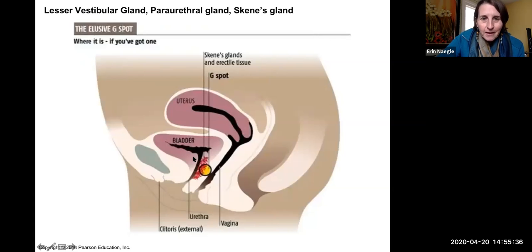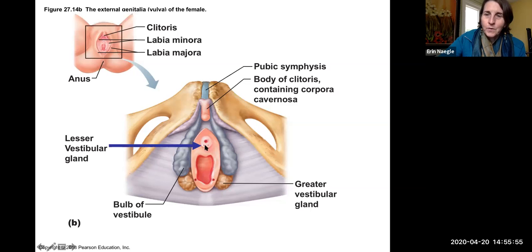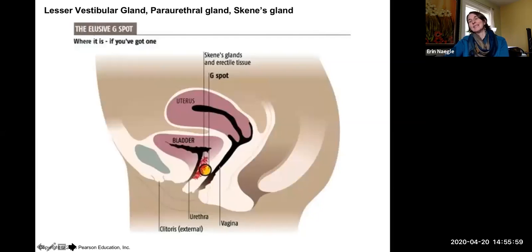Here we have the urinary bladder. Here we have the vagina. Somewhere in here is a gland known as the lesser vestibular gland, the paraurethral gland, or the Skene's gland. This gland has ducts that go to the base of the urethra.